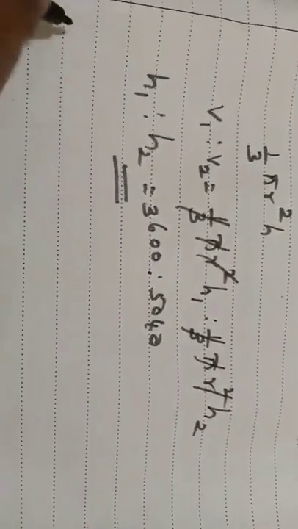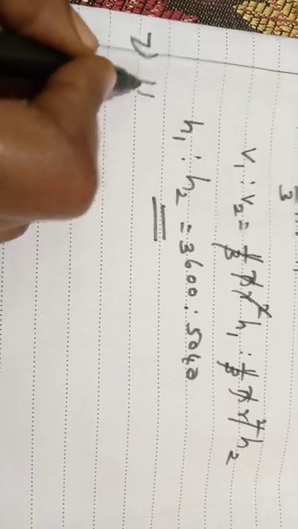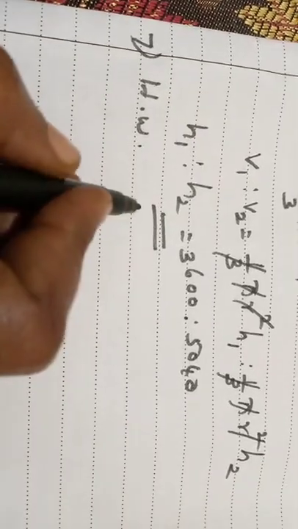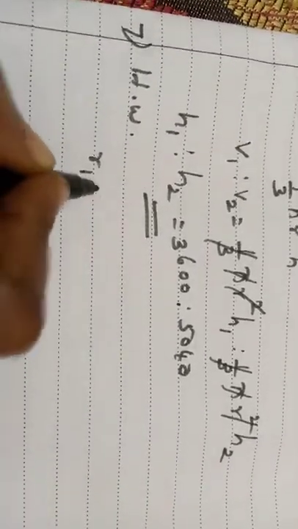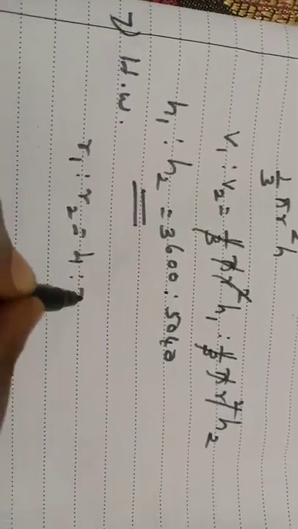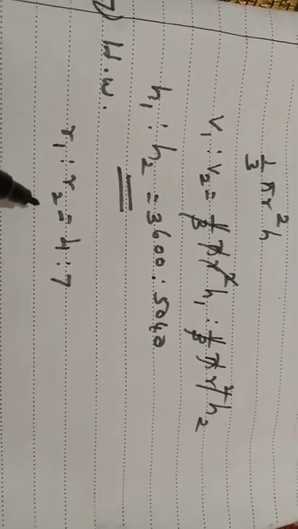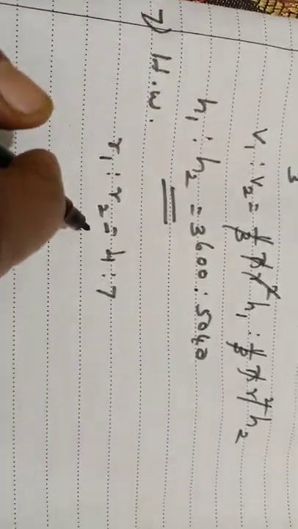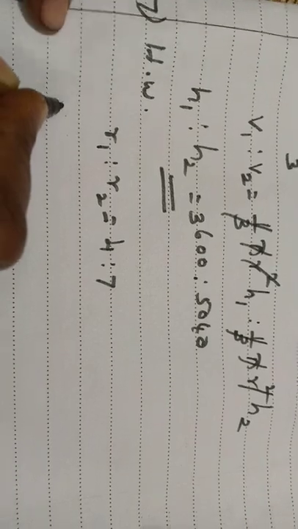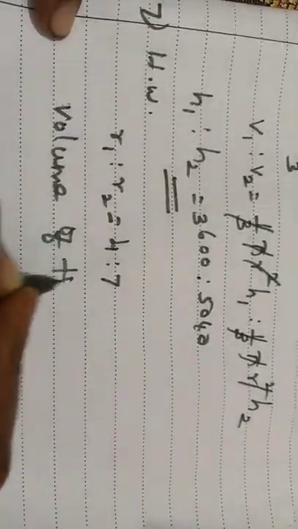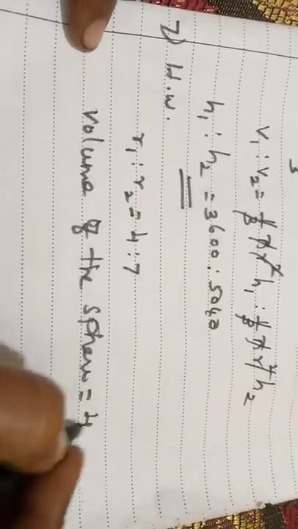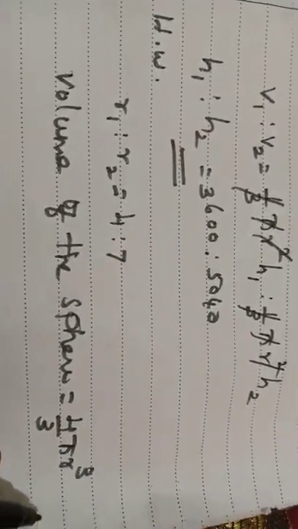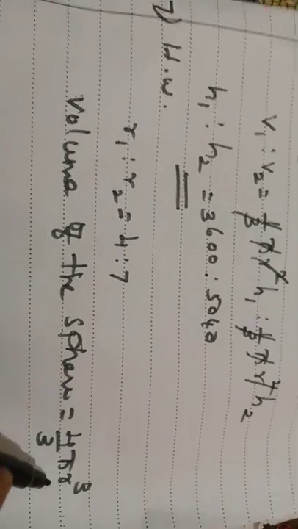Then one more homework, question number 7. What is question number 7? If the ratio of radii of two spheres is 4:7, that is R1:R2 = 4:7, find the ratio of their volumes. Only the radius is given. Here it is a sphere. What is the volume of the sphere formula? Volume of the sphere equals 4/3 pi r cube. Here height won't come. Only the diameter will be measured. So 4/3 pi r cube is the formula.